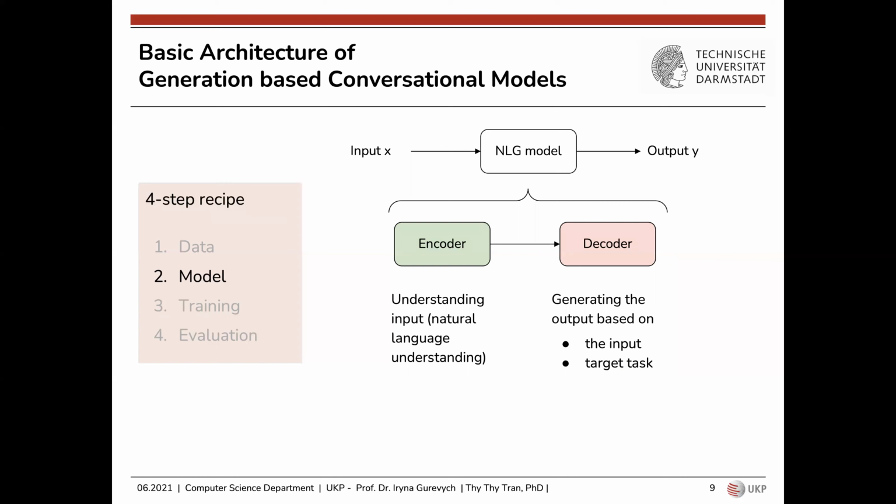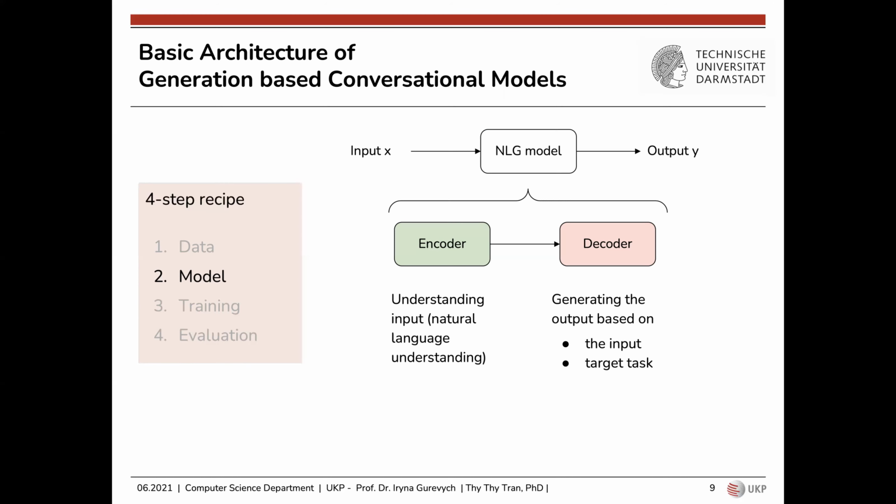Next, we'll talk about the model. The basic architecture of our generation-based conversational models can be represented with this simple framework of encoder-decoder. In this framework, the input is the dialogue history, which can be the current user input, an image, or even a video. But in this talk, we only consider textual input.